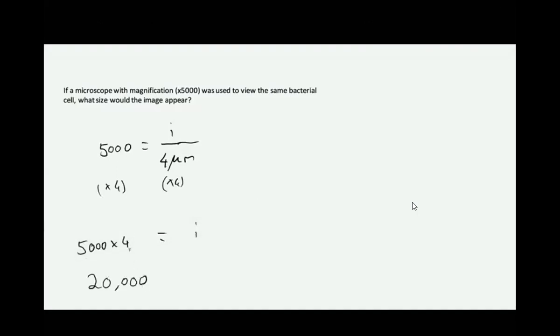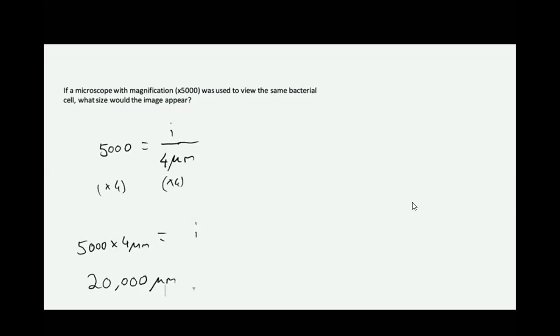Notice that the 4 was 4 micrometers and 5,000 has no units. So it's just a number times micrometers, which is going to give us micrometers. So our cell is going to appear on our paper as 20,000 micrometers. Now I don't like that unit, because we never measure something on a piece of paper in micrometers, right?